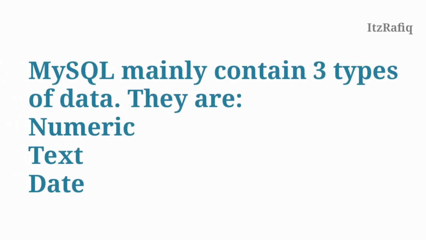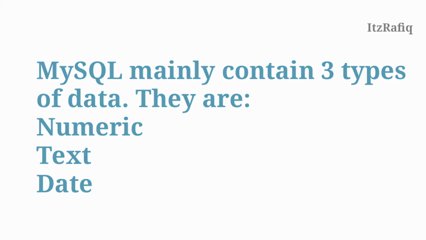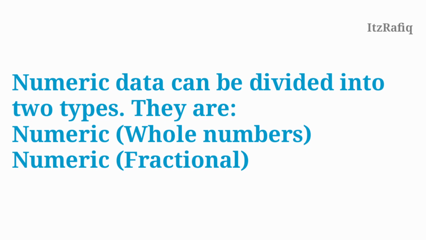The data type in MySQL can be determined by the following characteristics: the number of bytes it takes for storage, and the kind of value it represents. MySQL contains mainly three types of data. They are numeric, text, and date and time. In numeric, again we have two types: numeric whole numbers and numeric fractional.